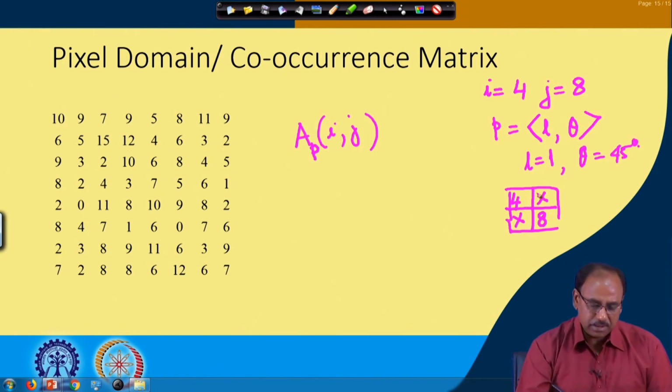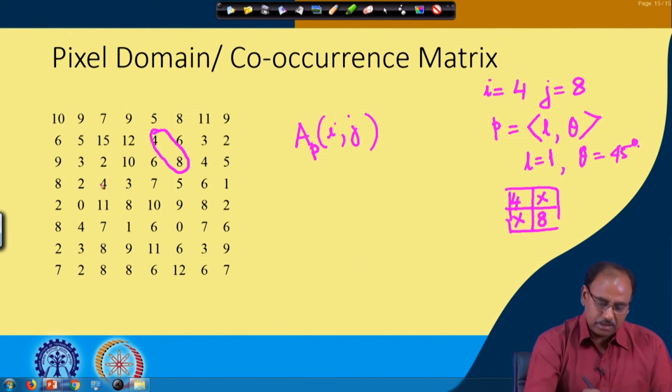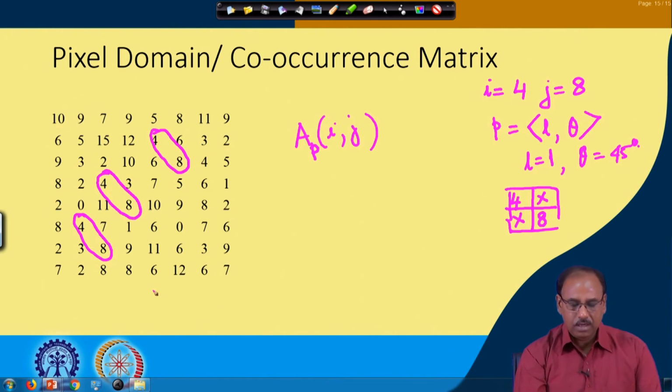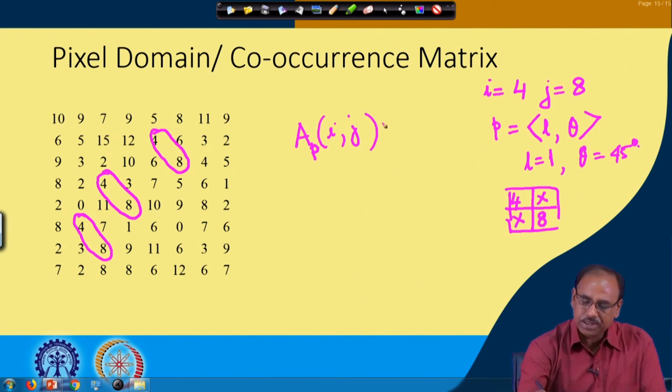So, if you scan this image, you will find that this is one such occurrence. If you look, this is another such occurrence. Do I have any more? This is one such occurrence. I think that is all. So, you find there are 3 occurrences of the intensity pair 4 8, following this positional constant p within the given image. So, the content at location 4 8 will be equal to 3.